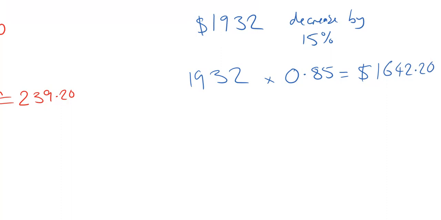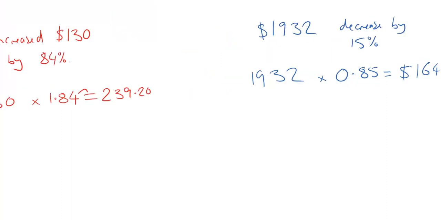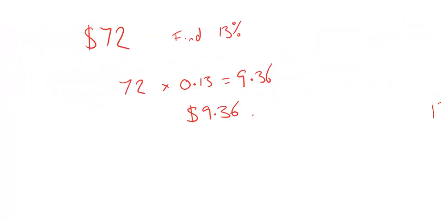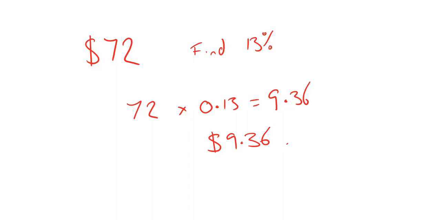1,642.20. Okay, I hope that helps you to understand how to increase amounts and decrease amounts by a given percentage and find a particular amount all using multipliers.